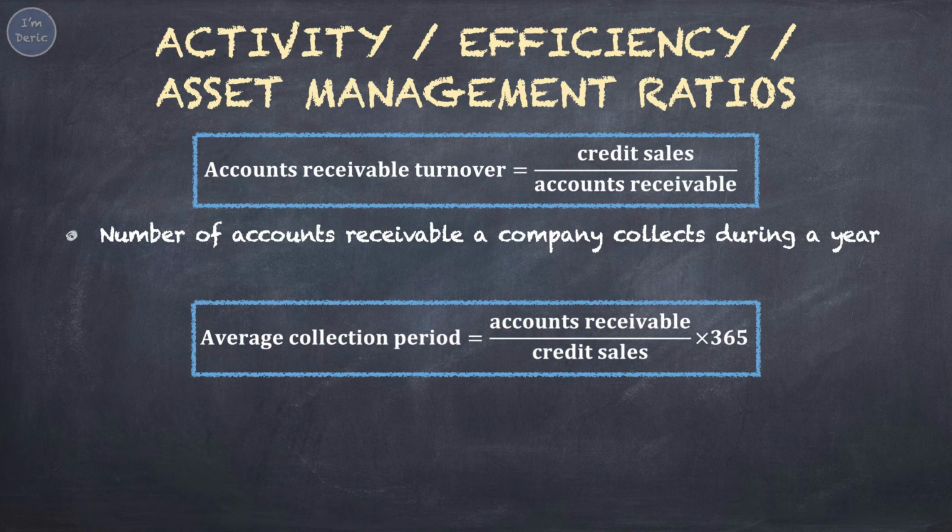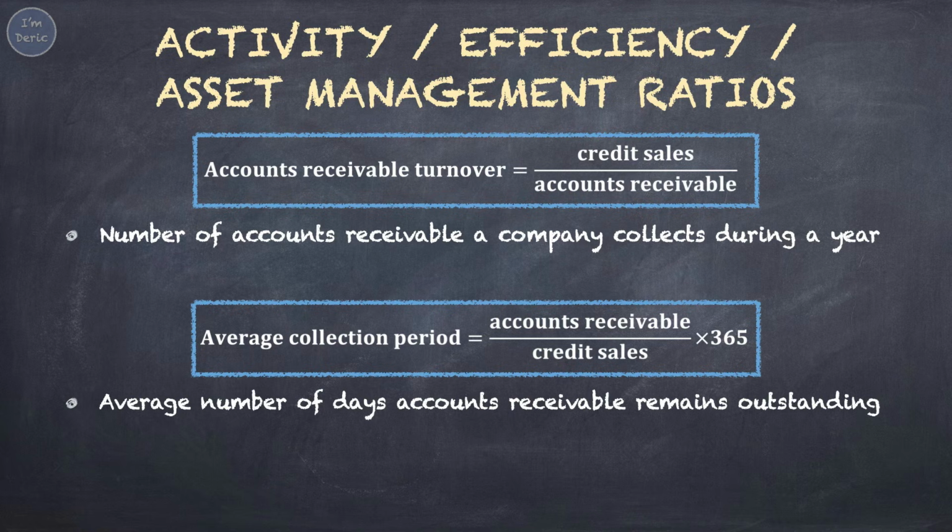Another alternative is to convert the turnover into period, which means how many days. Average collection period is calculated by taking accounts receivable over credit sales times 365 days. Average collection period shows the average number of days accounts receivable remains outstanding, or it means how many days it takes for customers to make payment. The shorter, the better. Shorter average collection period means customers take shorter days to pay back money.